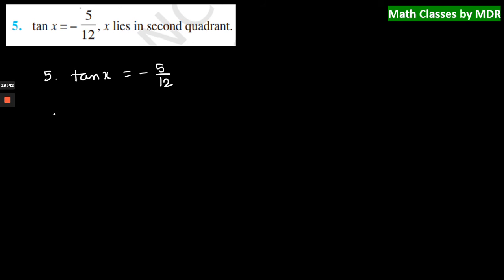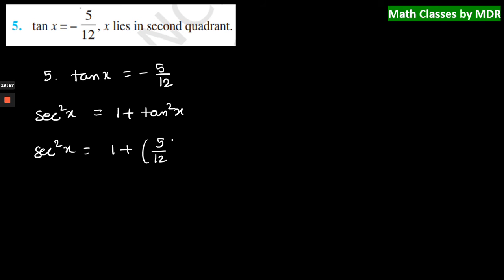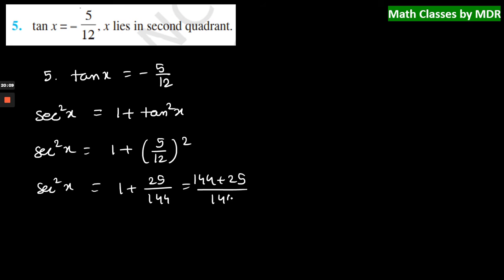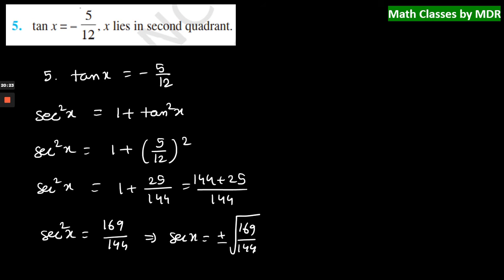So in order to find that, let us take sec²x − tan²x = 1, that is sec²x = 1 + tan²x. So sec²x is equal to 1 + (5/12)², where sec²x is 1 + 25/144, or (144 + 25)/144, and then sec²x is 169/144, and then sec x is equal to plus or minus the root of 169/144.